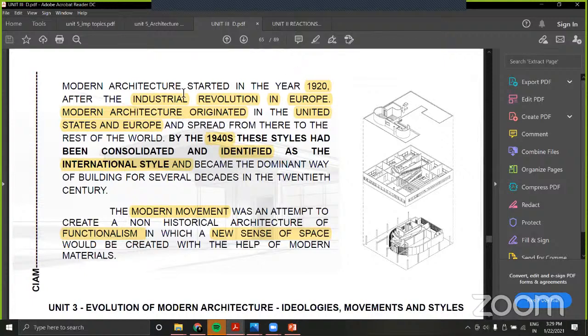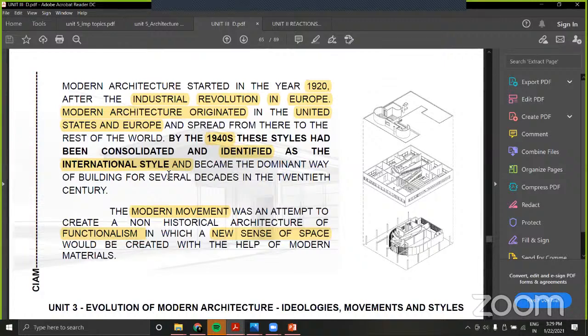The Industrial Revolution in modern architecture started in the year 1920. After the Industrial Revolution in Europe, modern architecture originated in the United States and Europe and spread from there to the rest of the world. In the 1940s, these styles had been consolidated and identified as the international style. So modern architecture, which started in 1920, after the Industrial Revolution in Europe, originated in the United States and Europe, and they combined all these things and started the international style, which was in 1940.